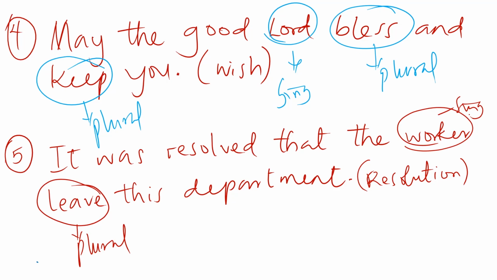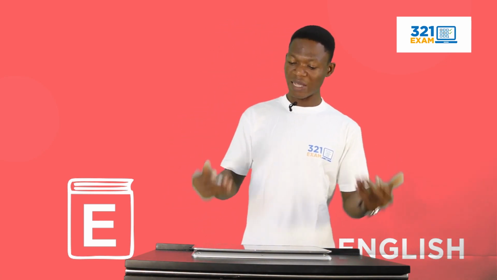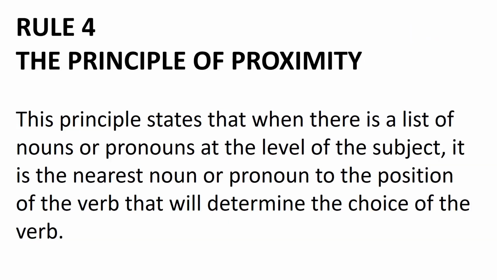Rule number 4. The principle of proximity. The word proximity simply refers to nearness. Okay? Nearness. Relation, the degree of nearness. How close. The principle states that when there is a list of nouns or pronouns at the level of the subject, it is the nearest noun or pronoun to the position of the verb that will determine the choice of the verb. You have plenty nouns or plenty pronouns. The closest to the verb tells us the type of verb that should be there, whether singular or plural.